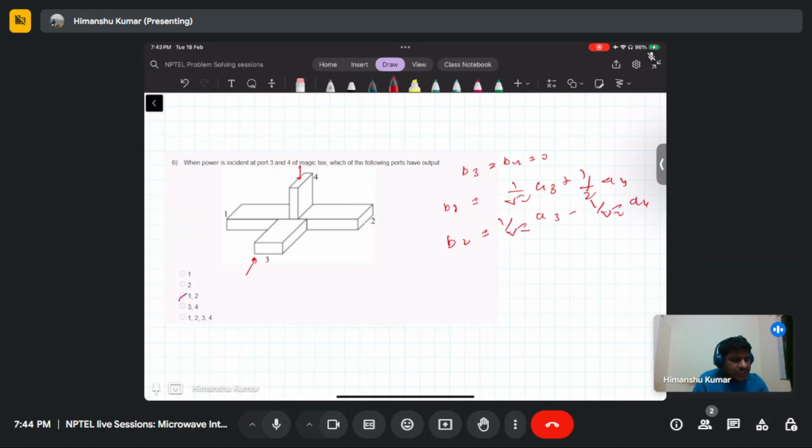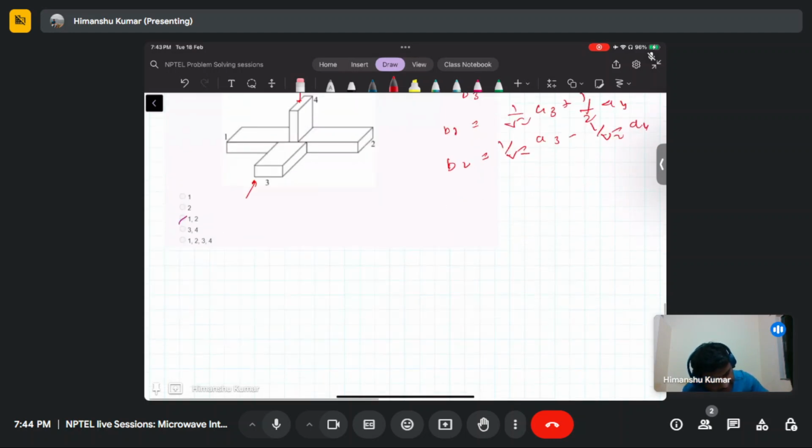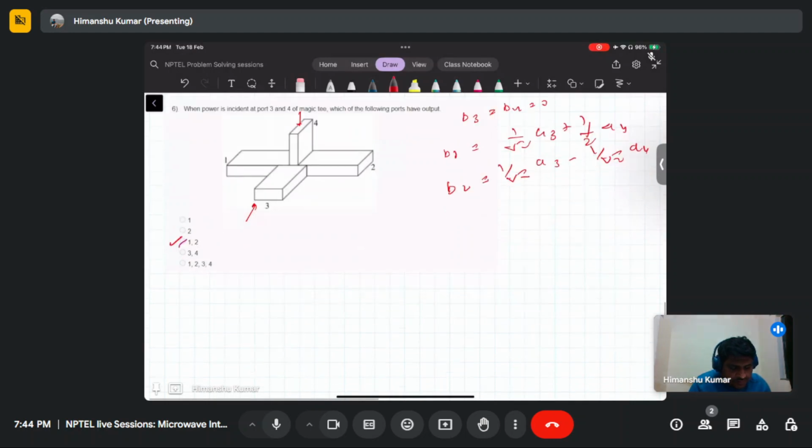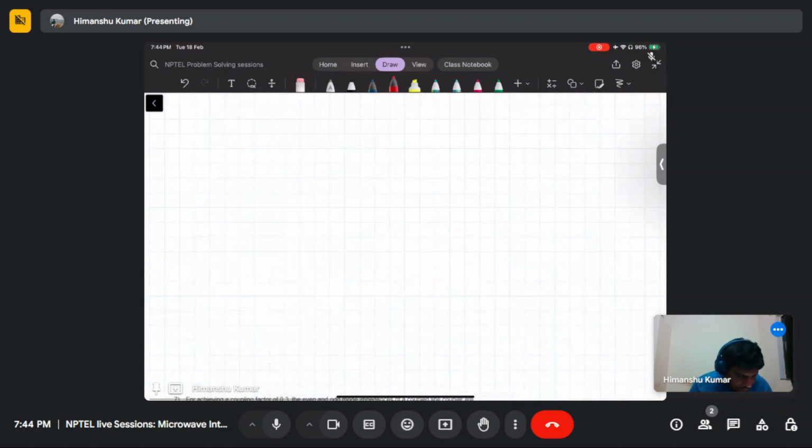So basically, if you feed the power to this, then the power will be flowing on ports 1 and 2, and the other ports are matched, so there won't be any reflected power. So the correct answer will be 1 and 2. Because there is no question given on how much power there is, we will take a general power.